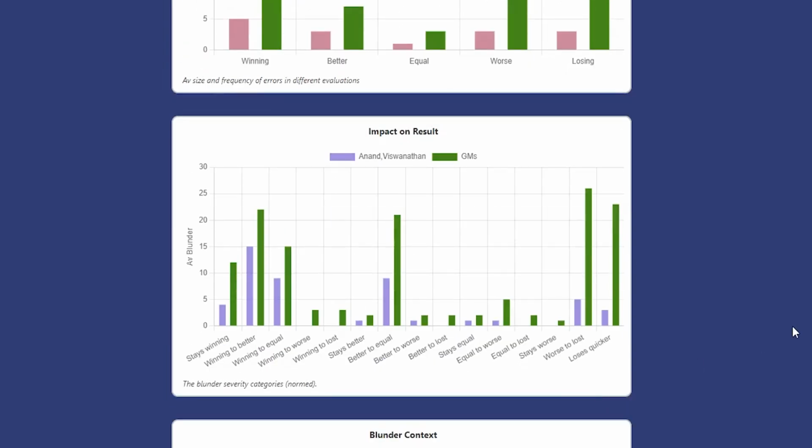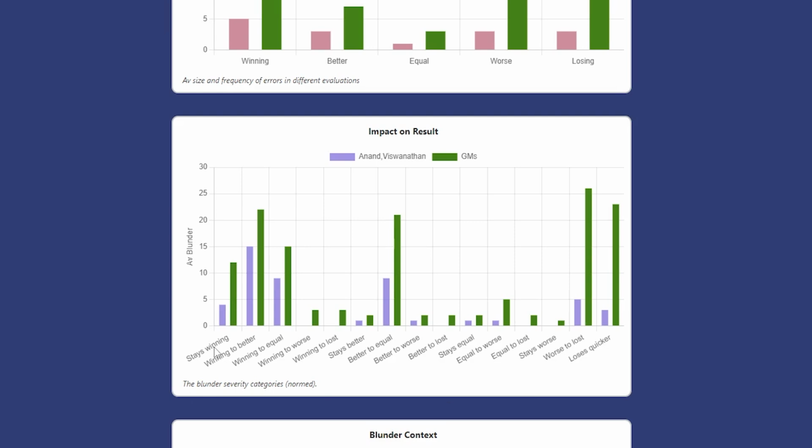How does a blunder impact the result? For example, a blunder that stays winning, the leftmost bars here, could be a blunder where the player deliberately simplifies and maybe worsens the evaluation, but stays on a simple and pragmatic winning path. So this is not very interesting usually.